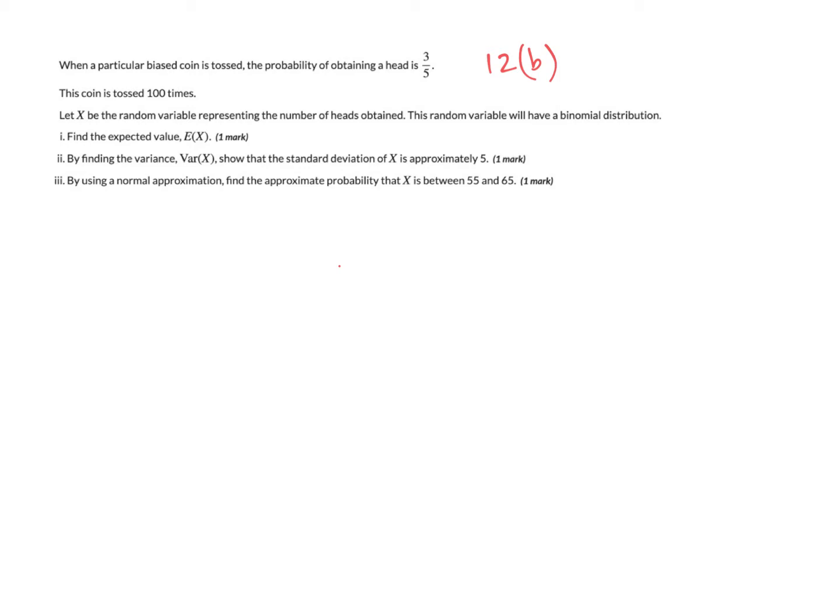We've got a coin that's being tossed 100 times. It's biased, so its probability of heads is 3/5. Which means we can also say the probability of not getting heads is 2/5. So it's the complement. So this is going to be our proportion and our complementary proportion as well.